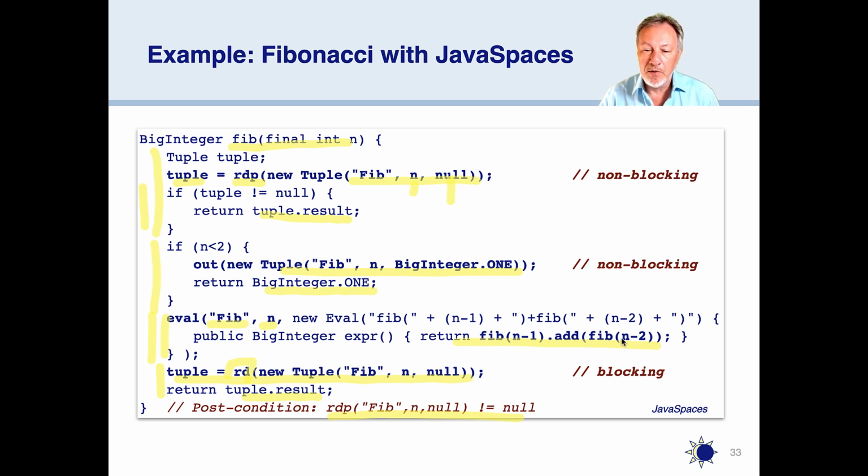However, since all the Fibonacci values are cached, we'll never actually compute the same Fibonacci value twice. After the first time it's computed, the second time we will find the cached value and return it. So this is actually going to be a very efficient and linear algorithm.